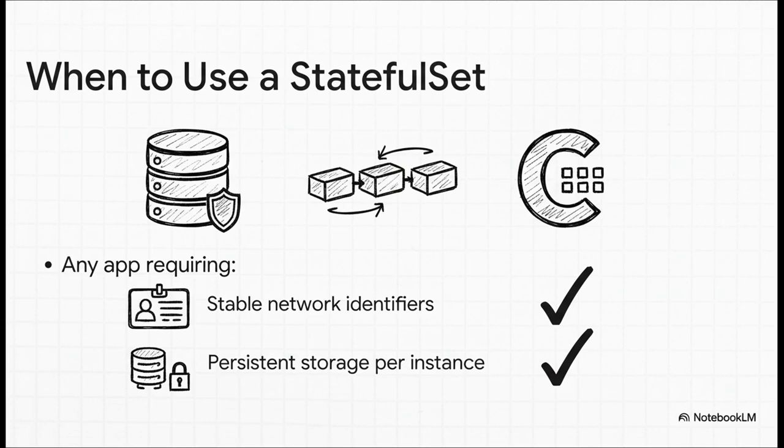You're going to want to use a stateful set for your databases: Postgres, Cassandra, you name it. For message queues like Kafka. For distributed caches. Basically, if your application has instances that need a stable network name, their own chunk of persistent data, and need to be scaled up or down in a specific order, then a stateful set is without a doubt the tool for the job.